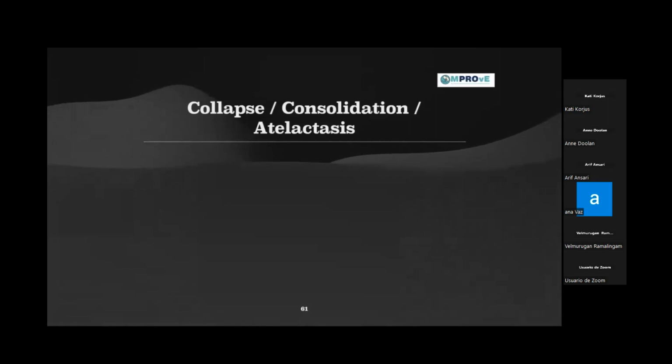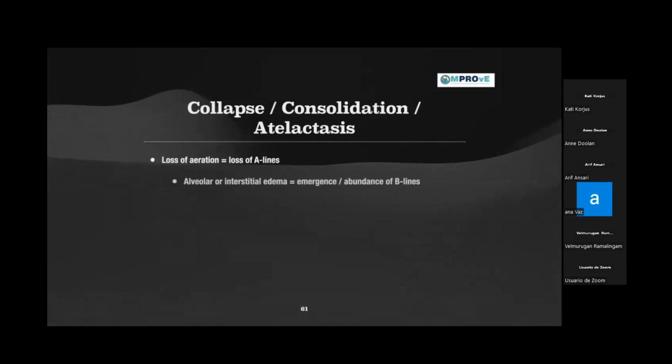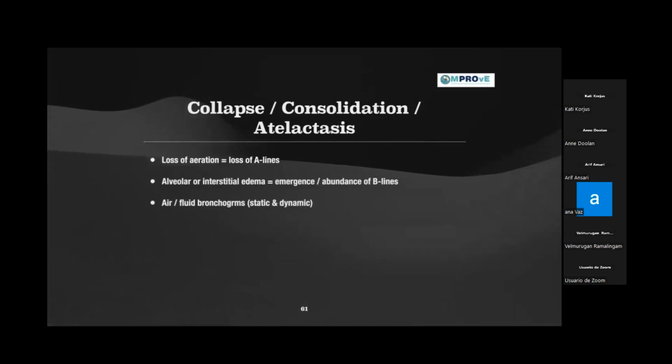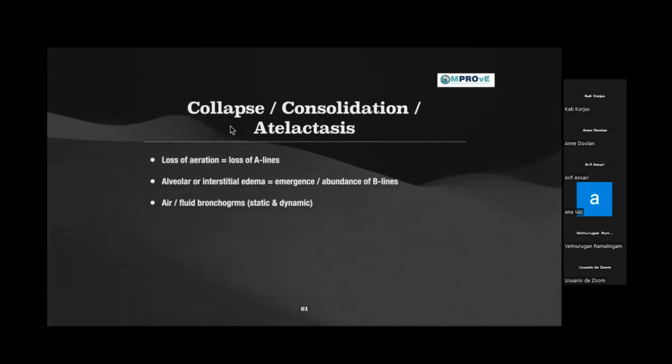Right. What happens in collapse and consolidations and atelectasis? I'm just gonna touch base with it, because we're talking about the signs. So loss of aeration is loss of A lines. You can imagine there will be loss of aeration in collapse, in consolidation, and in atelectasis. The pathology will vary. What is giving you collapse, what is giving you consolidation and atelectasis, there will be different pathology, and the clinical background will guide you on that. But the signs you're gonna see will always remain the same. So loss of aeration is loss of A lines.